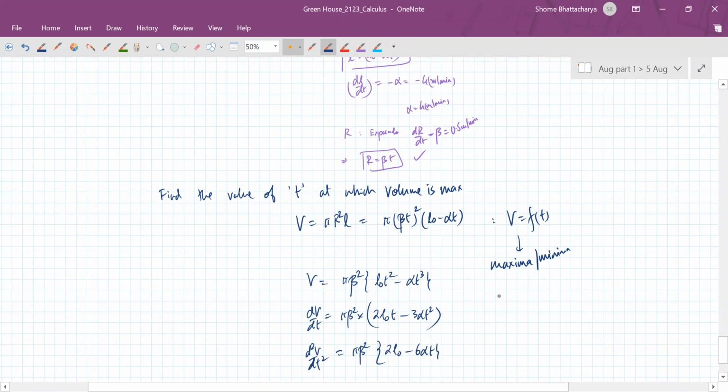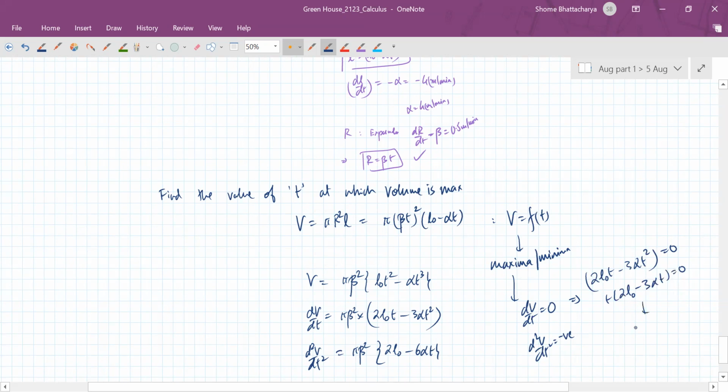Okay. Now the condition for maxima, dV by dt should be 0 and second derivative should be negative. So dV by dt is 0 means 2 L naught t minus 3 alpha t square should be 0. So either t is 0, which is obviously not the case because initially the volume was 0.